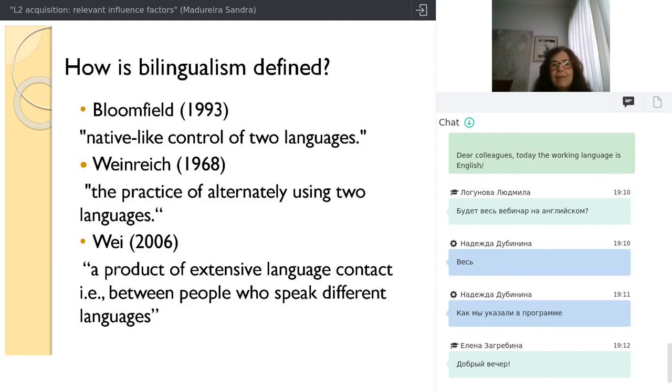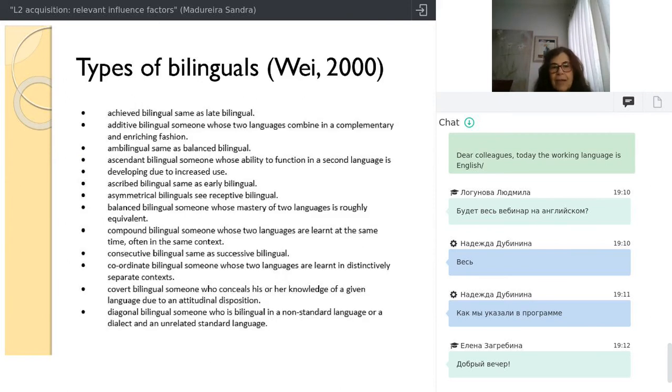Three authors: Bloomfield, 1993, says native-like control of two languages. And then Weinreich, the practice of alternately using two languages. And Mackey, a product of extensive language contacts between people who speak different languages. Okay, I prefer the second definition because I think this is the way we do. We use languages and we shift from one to the other, right? And I think this Weinreich definition is quite good to express this.